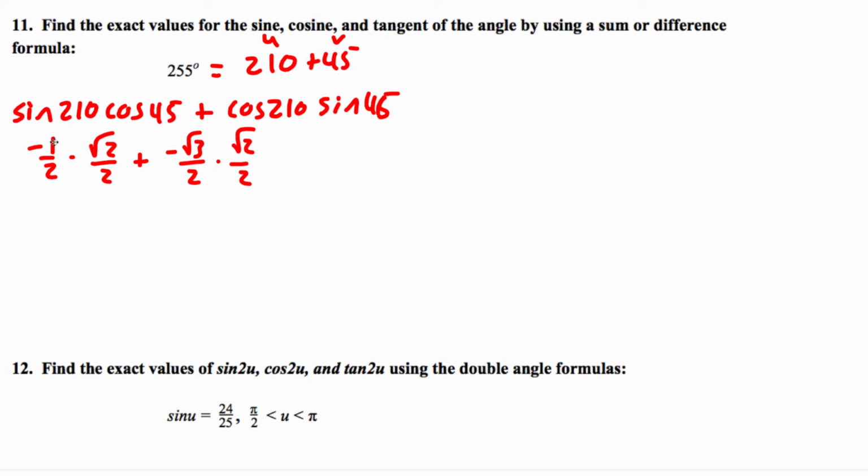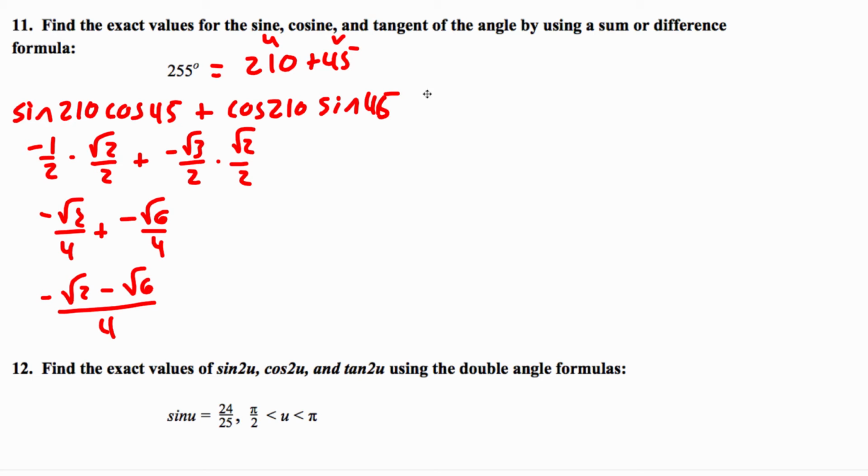Now we can multiply these together. Negative 1/2 times root 2 over 2, we're going to get negative root 2 over 4, plus negative root 3 over 2 times root 2 over 2, we're going to get negative root 6 over 4. And then since our fractions already have common denominators, we can go ahead and put these together. So we get negative root 2 minus root 6 all over 4 as our answer for the sine.